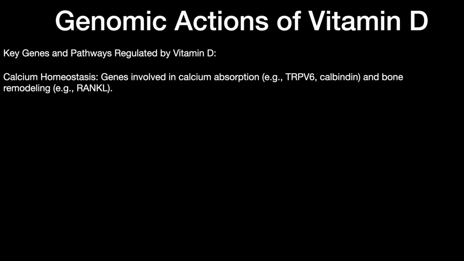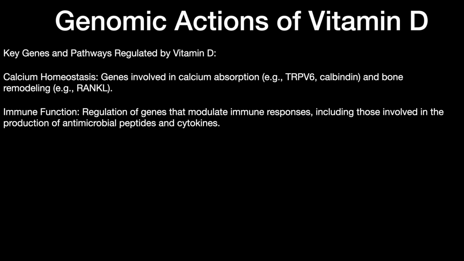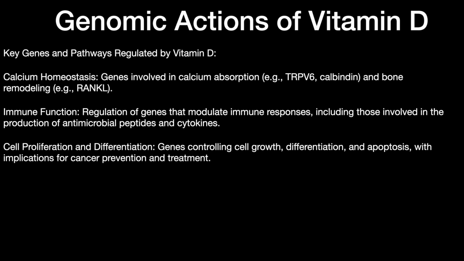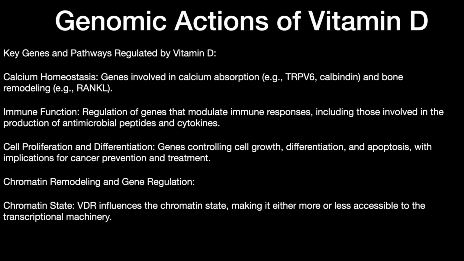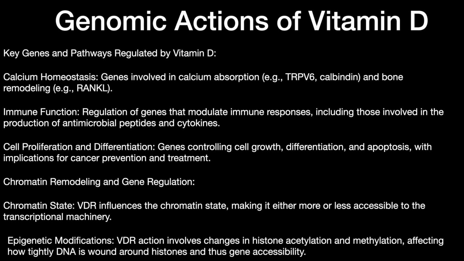These are calcium homeostasis, that is the genes involved in calcium absorption and bone remodeling. Immune functions, that is regulation of the genes that modulate immune functions involving antimicrobial peptides and cytokines. Cell proliferation and differentiation, chromatin remodeling and gene regulation. Chromatin state: it influences the chromatin state, making it either more or less accessible to the transcriptional machinery.